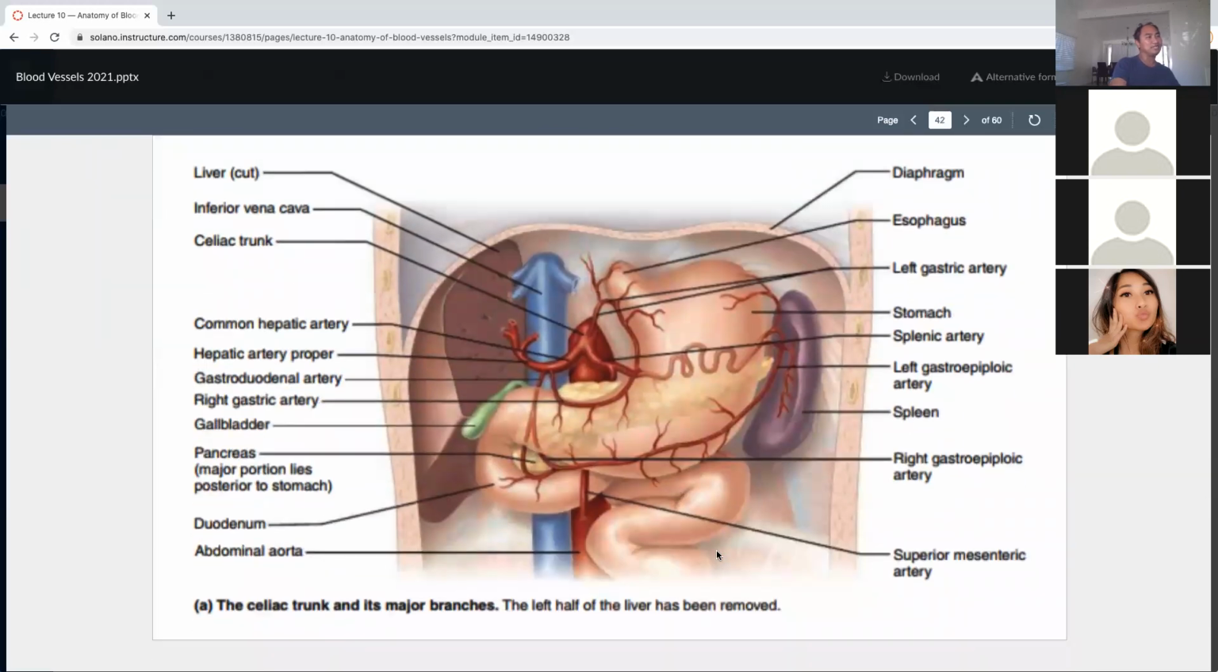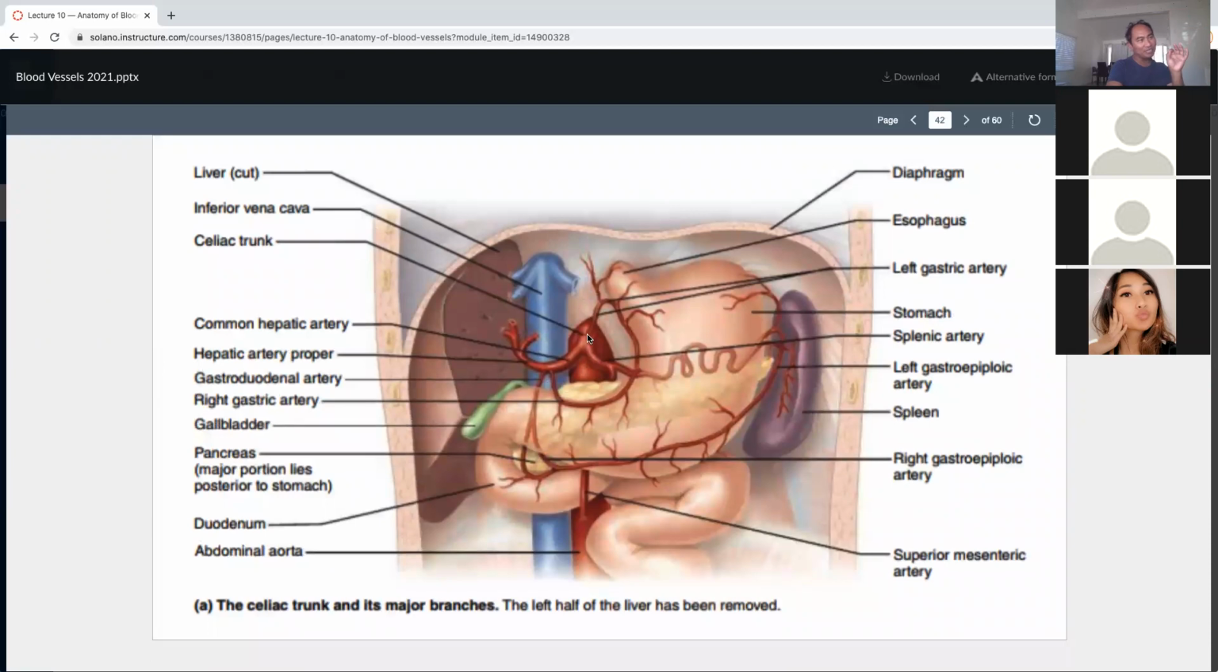So look at that, yeah? This is the diaphragm. On the upper part of the diaphragm is the thoracic cavity. We are now looking into the abdominal cavity. And look at that, the aorta. The aorta is passing through the diaphragm.